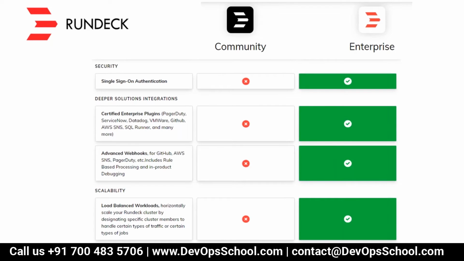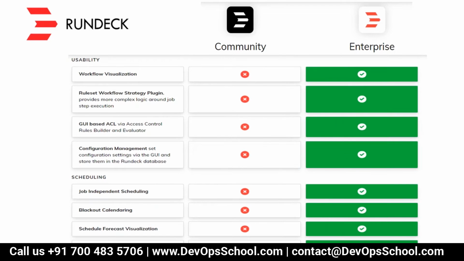Advanced webhook is missing. Scalability, load balancing, workload, and job queuing are missing in the community one. Visualization of workflow is missing. Rule set workflow strategy plugins are missing. GUI-based ACLs are missing. Configuration management is missing. Job independent scheduling is missing. Blackout calendaring is missing. Schedule forecast visualization is missing. Missed job files are missing. So these are the features which are missing in the community, but you can find in the enterprise.